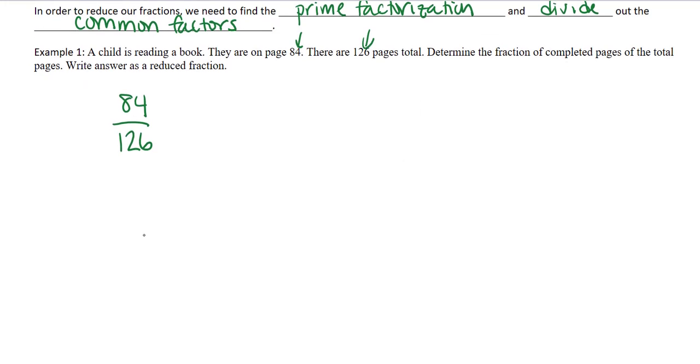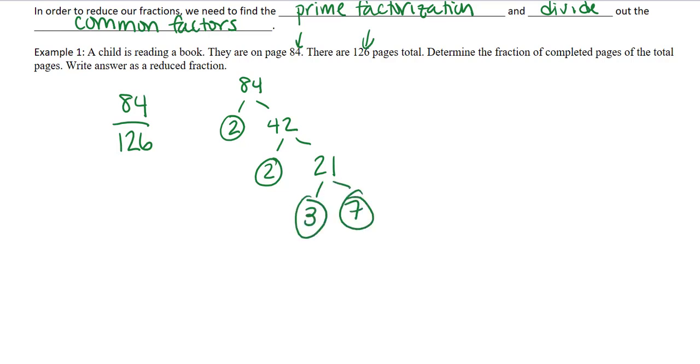So let's go ahead and find the prime factorization of 84. Let's just divide it by 2. So we have 2, and then we have 42. 42 can then also be divided by 2, and that would be 21. And then 21 can be broken down into 3 and 7.